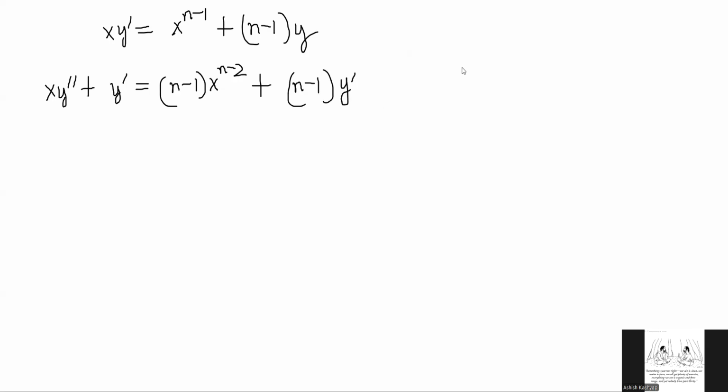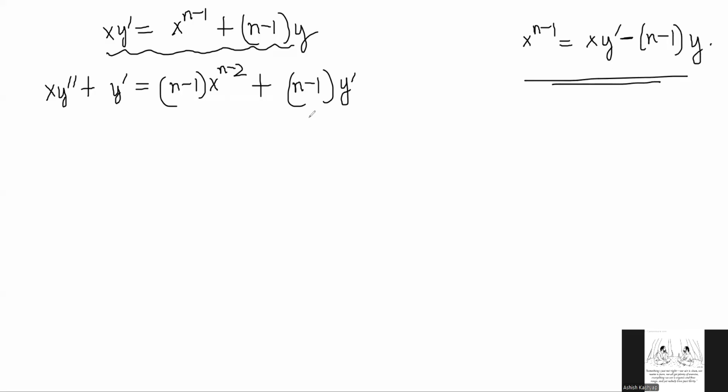And if you remember, in this expression, I had already found out my relation here. I had written earlier x y dash was equal to, so from this relation itself, I can say what is x power n minus 1, right? So I can say x power n minus 1 is xy dash minus n minus 1 y, right? So keep that in mind.